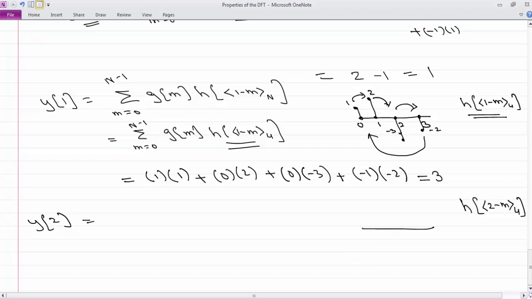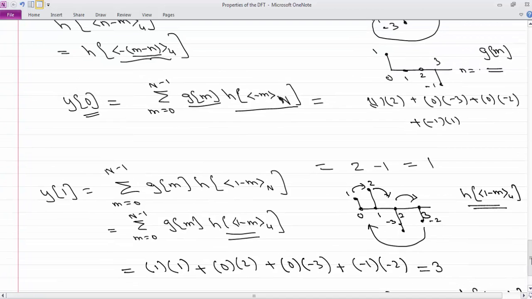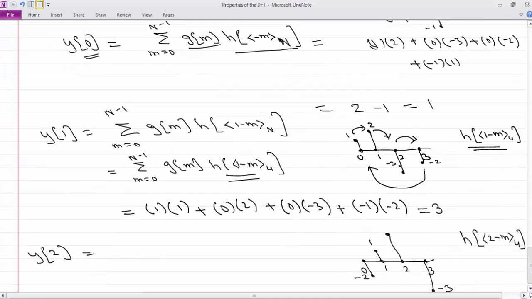So I get 1 at index 1, 2 at index 2, minus 3 at index 3, and minus 2 at index 0. And now I just multiply this with my original gm or gn.